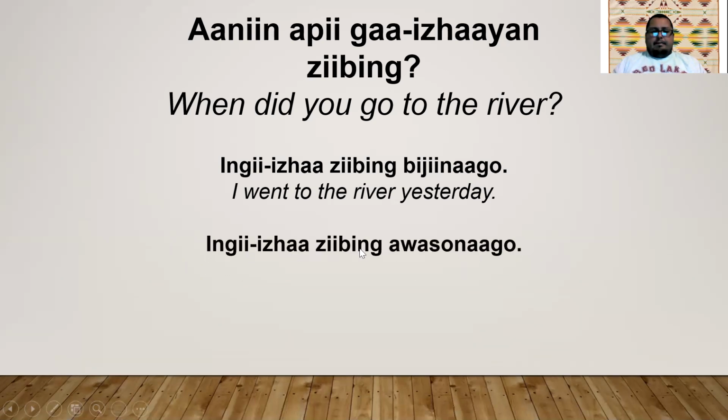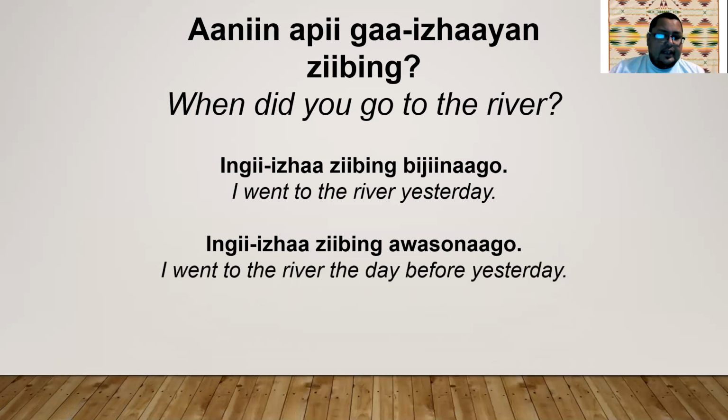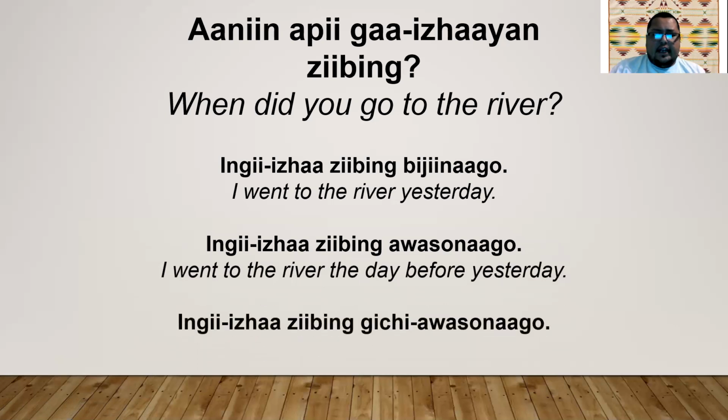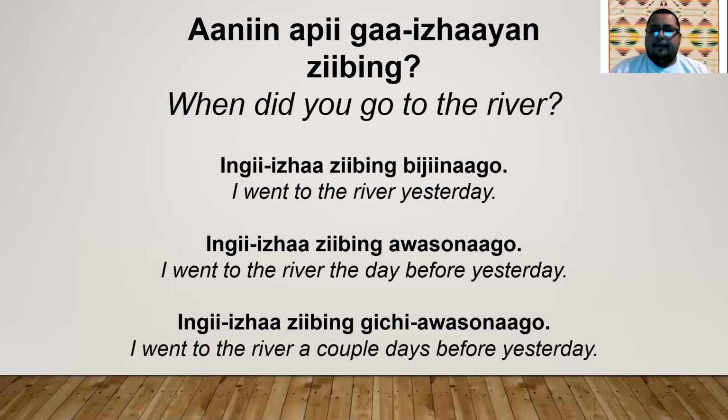Awasanago ingieja ziibiing. Be another way you could say it. Or ingieja ziibiing awasanago. However you prefer to do it. Kind of Englishy, I think, the way that I put it out here, but there's no limits to how you can say this. I went to the river the day before yesterday. Ingieja ziibiing gichi awasanago. Or gichi awasanago ingieja ziibiing. I went to the river a couple days before yesterday.